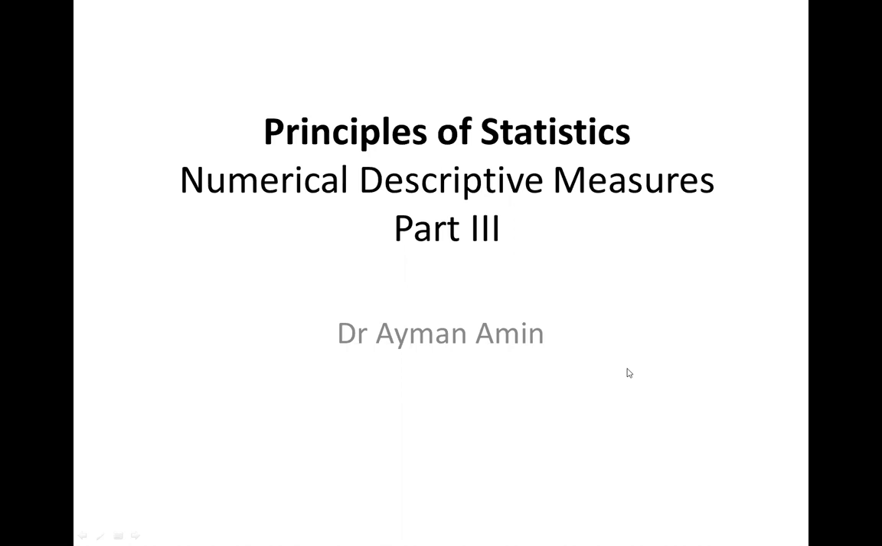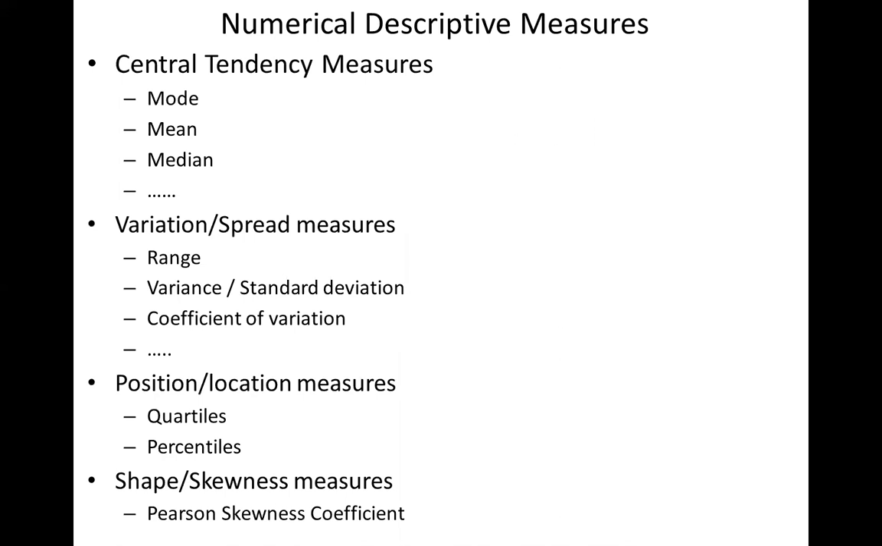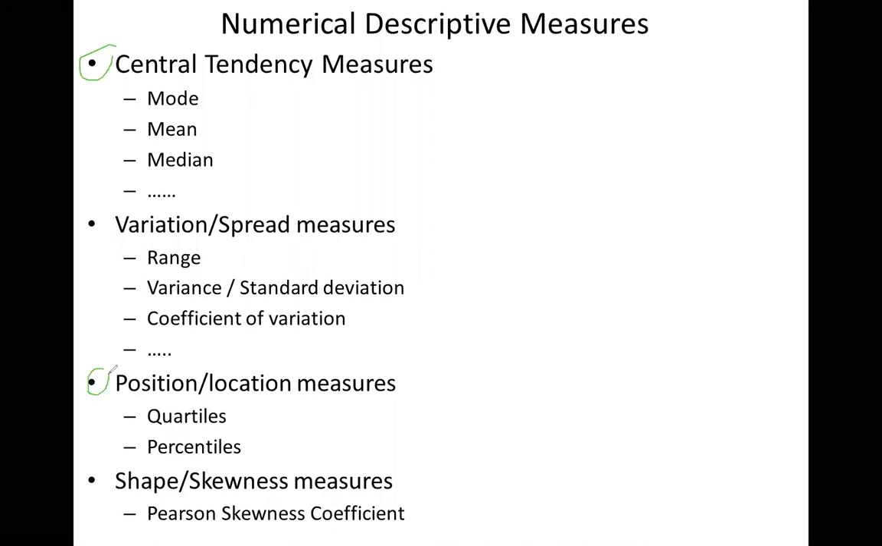Already we started introducing numerical descriptive measures, and today we have a third lecture in the same topic, how we can summarize data using some numerical measures. Before, in the first lecture, we introduced central tendency measures. We introduced the position and the location measures. In the second lecture, we introduced the variation or spread measures: range, variation, variance, standard deviation, and the mean deviation. And we introduced the Chebyshev theorem and the empirical rule.